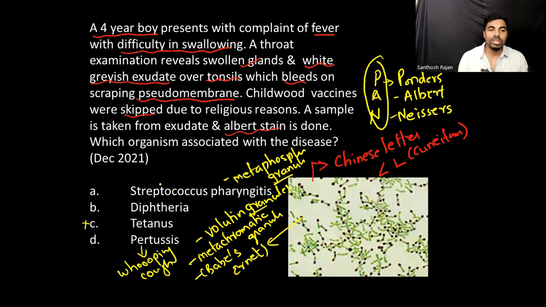Streptococcus pharyngitis causes what? It is the most common cause of bacterial pharyngitis, but that causes a true membrane. It doesn't have all these features, like pseudomembrane or Albert staining. These properties are not there. That's why I'm ruling that out also.